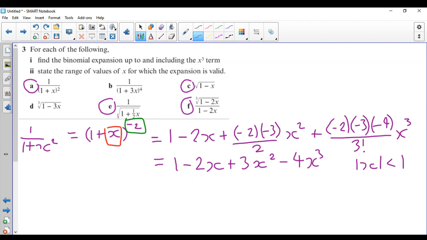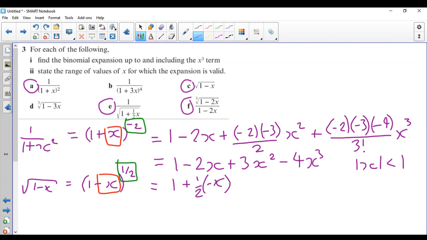Okay, right, on to part C. I have got the square root of 1 minus x. So we know the square root is to the power a half. I have minus x this time. That minus is supposed to be in the box. And I have a half as my n. So I'm going to chuck everything in the formula again. So that's 1 plus a half minus x.